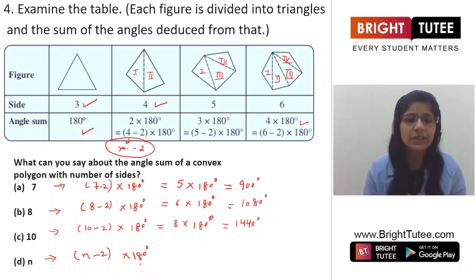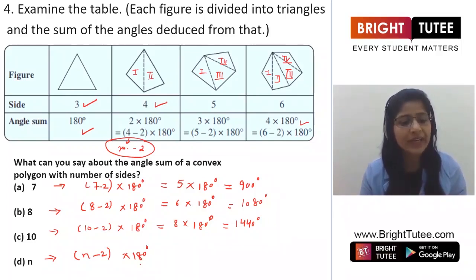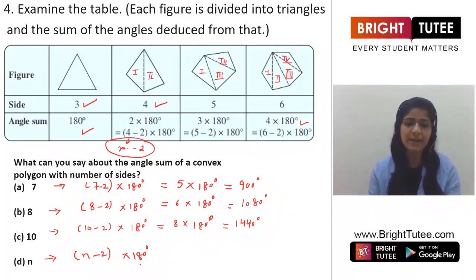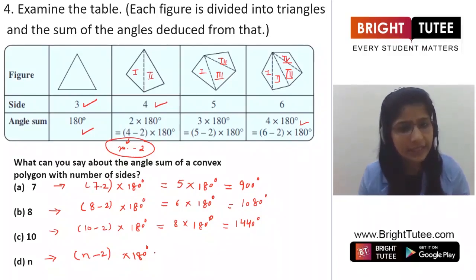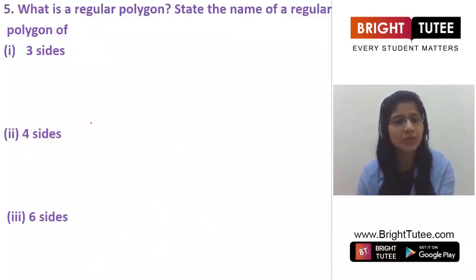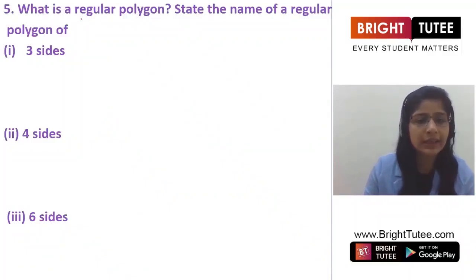So the conclusion they want us to draw is that if a polygon has n sides, and we are asked to find the sum of its interior angles, the formula will be the number of sides minus 2, multiplied by 180 degrees. So the final formula is (n minus 2) multiplied by 180 degrees, right? We can apply this to all polygons, whether they have 3 sides, 4 sides, 5 sides, or any number of sides. Clear?